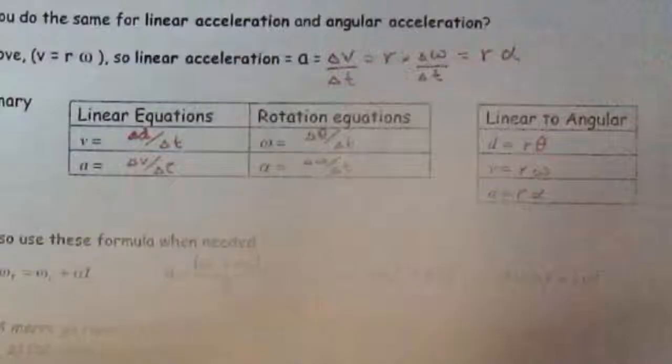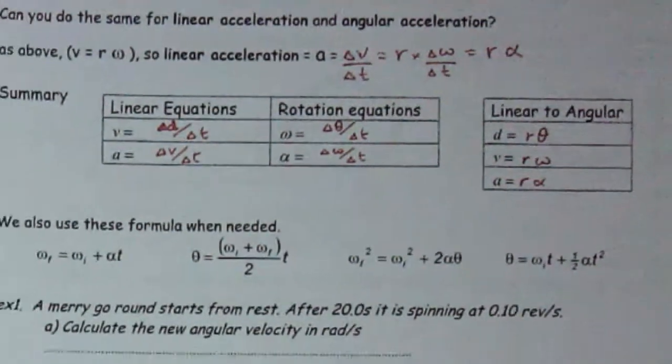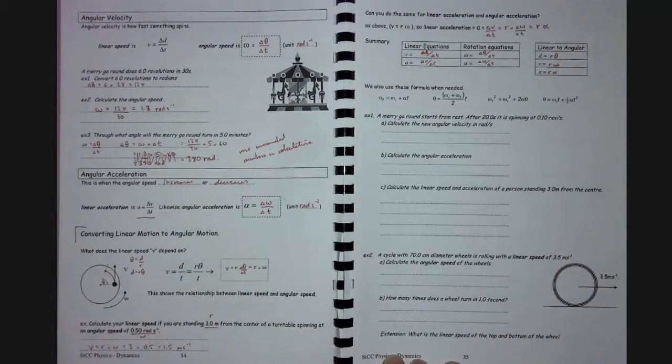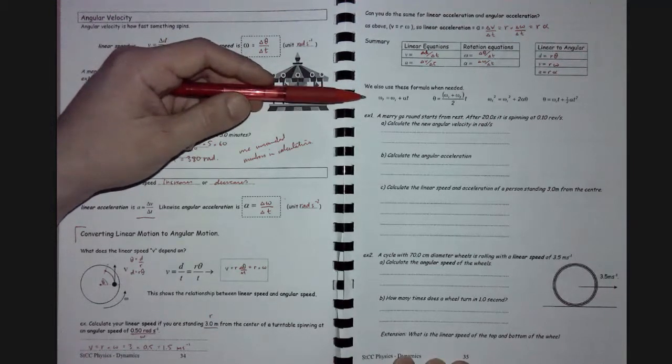So if we know the angular quantities of the object, then we can easily convert those to the linear quantities if we just know how far the point that we're interested in is away from the axis or the center of rotation. Okay, so that's relating what we did last year to what we did this year. What we're going to do next is apply these kinematic equations for rotational motion to a number of problems so we can get the hang of that.